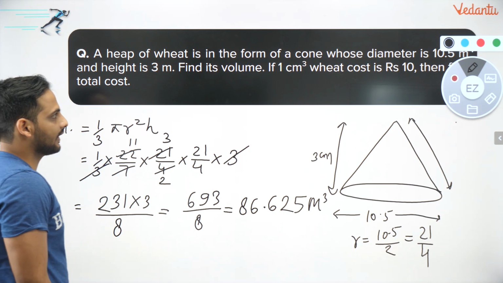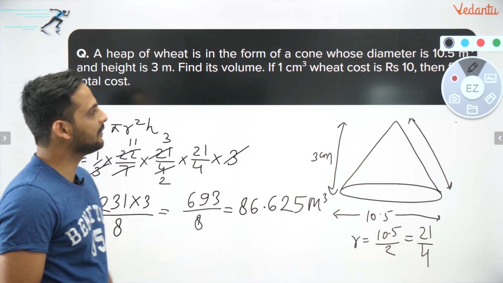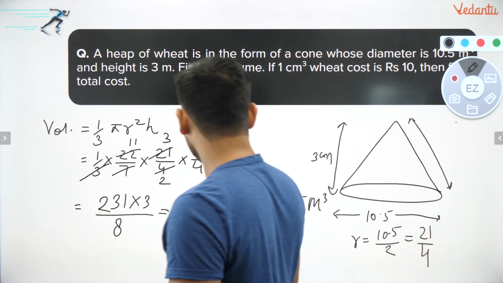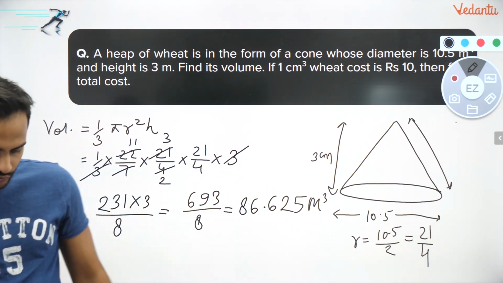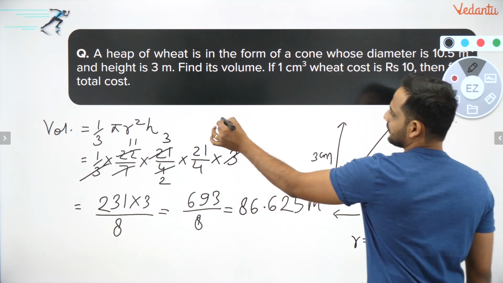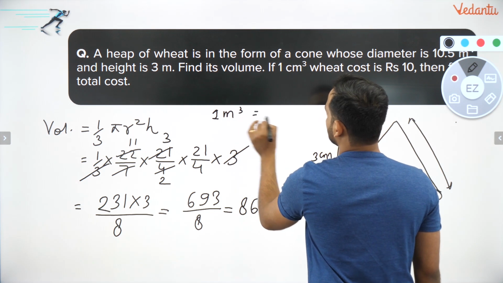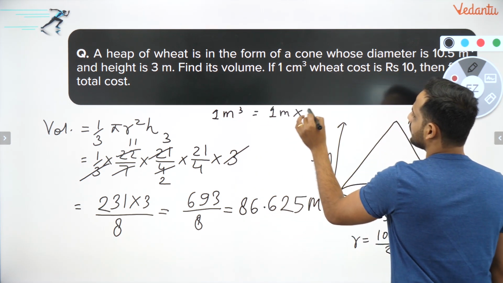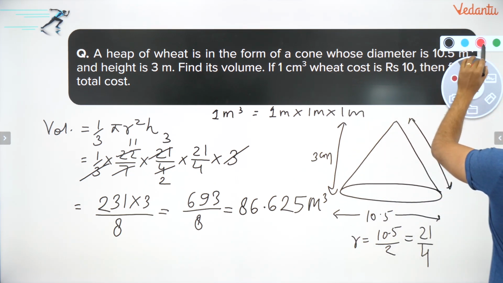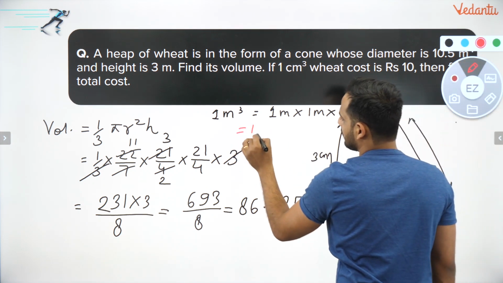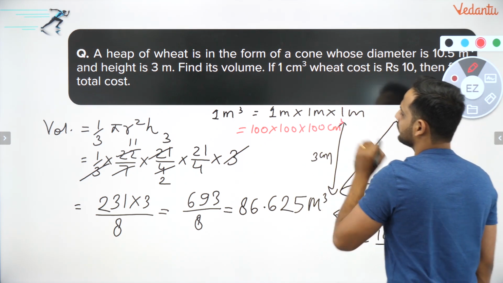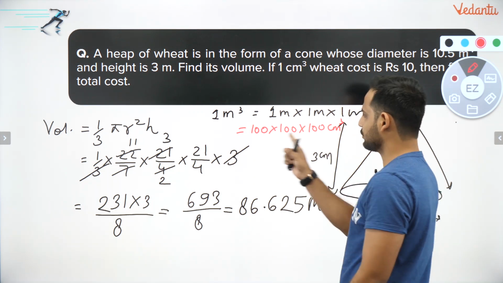So this is the volume. Now they are saying that the cost of 1 centimeter cube of wheat is rupees 10. Then what will be the cost of this total volume? This volume is in meter cube. So to calculate the cost properly, bachcho, I need to convert it from meter cube to centimeter cube. How do we do it? As I have told you, 1 meter cube I can write as 1 meter into 1 meter into 1 meter. Now 1 meter is equal to 100 centimeter, so it becomes 100 into 100 into 100 centimeter cube.